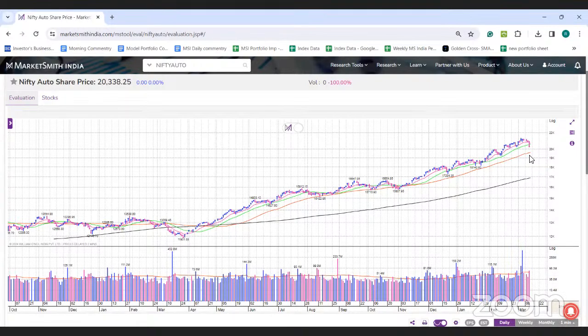If it cannot hold its low, then these are the sectors that might test the 50 DMA, because generally these types of stocks and sectors do come to test their 50 DMA even if they are quality stocks, growth stocks.